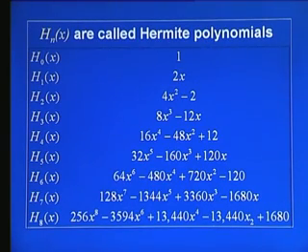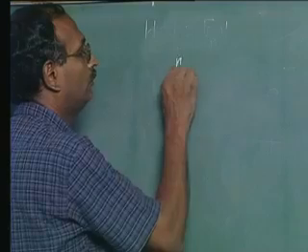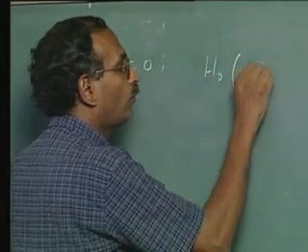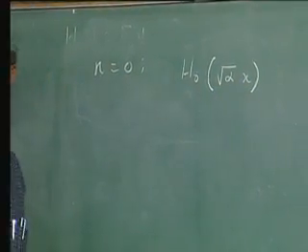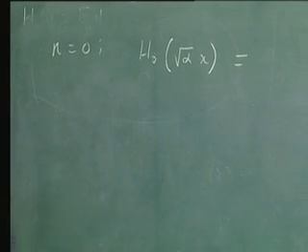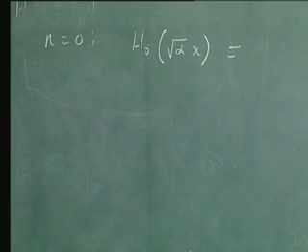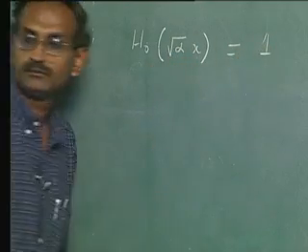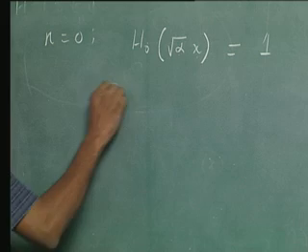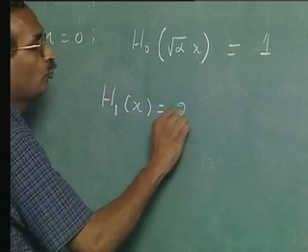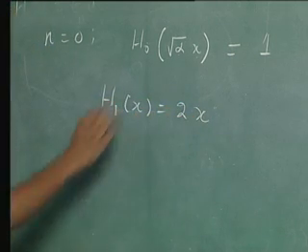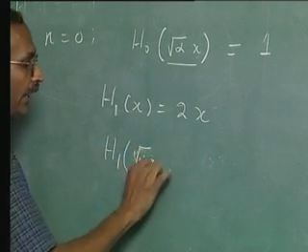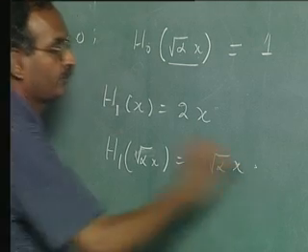You see that for n equal to 0, the polynomial is h naught of root alpha x, which, as I have in the slide here, h naught of x is a constant 1. It does not depend on root alpha or x, simple 1. What you have in that slide is h1 of x as 2x. Therefore, the harmonic oscillator solution h1 of root alpha x is 2 root alpha x.